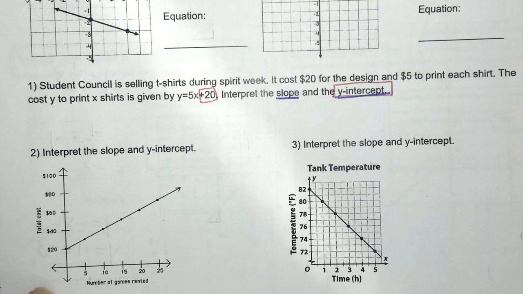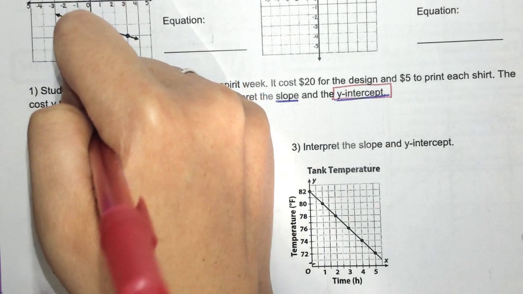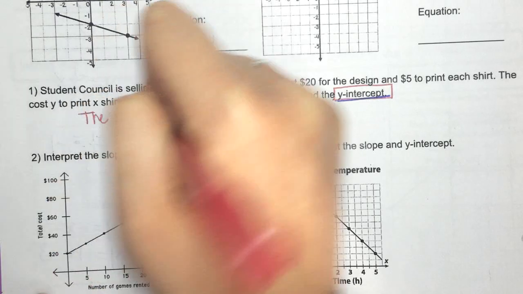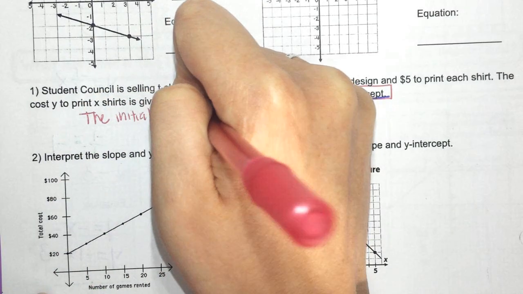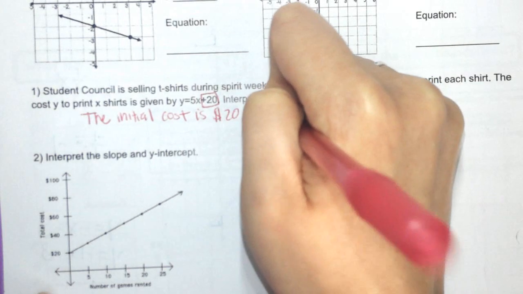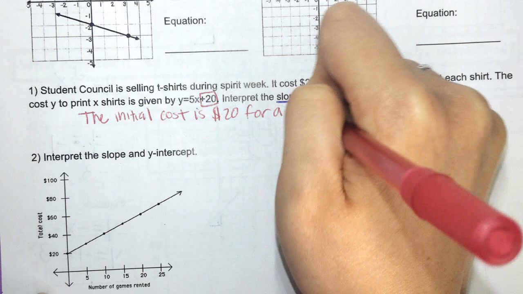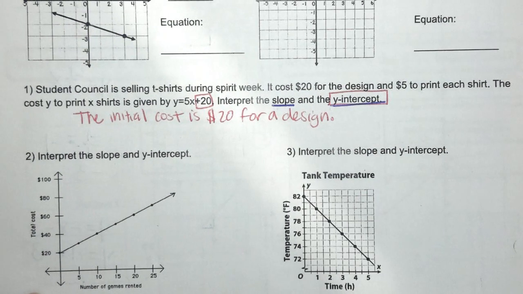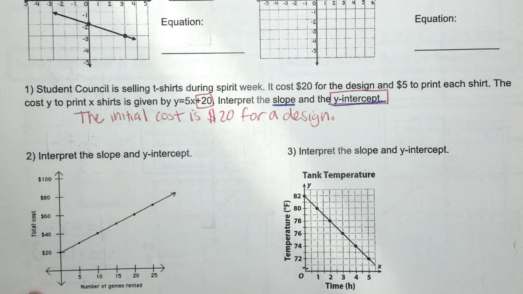Okay, so to start with, we have to pay $20. So we're going to say the initial cost is $20 for a design. That's what the y-intercept is talking about. We begin by paying $20.